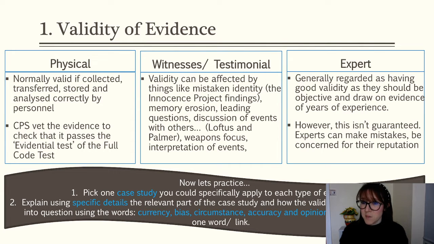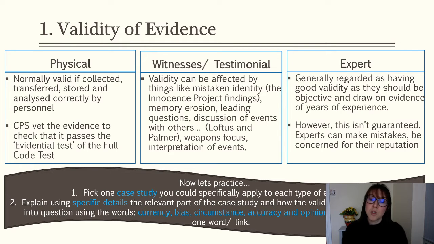And finally, expert, generally regarded as having good validity, as they should be objective and draw on evidence of years of experience. They are trained, they are experts. Pathologists, for example, forensic scientists, these people are trained, they know what they're talking about, they have no benefit from lying, they just present what they know as part of their job, and so generally they're fairly valid. However, this isn't guaranteed. Experts can make mistakes, and it could be a concern for their reputation.